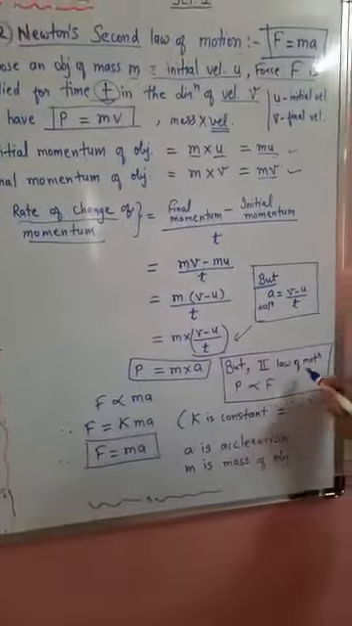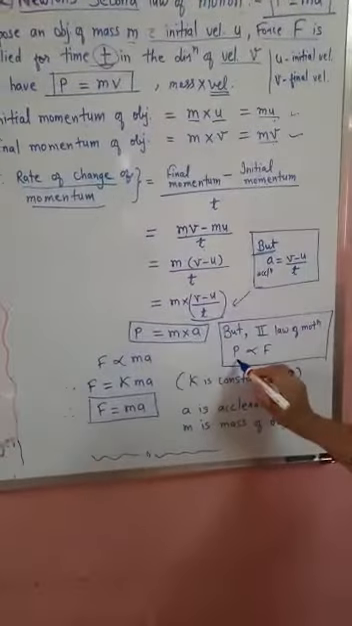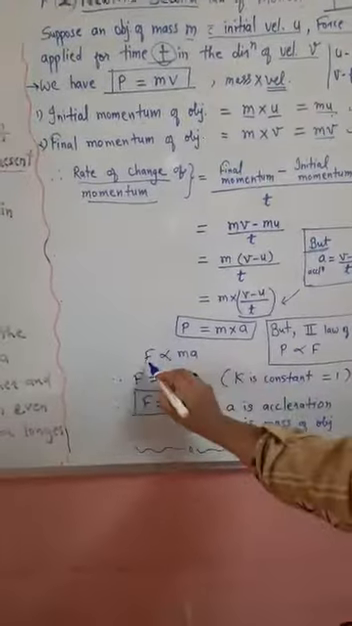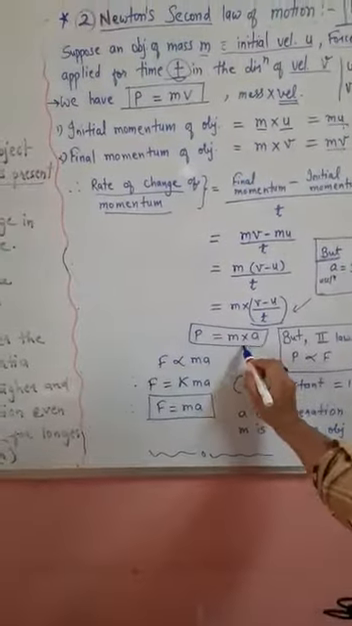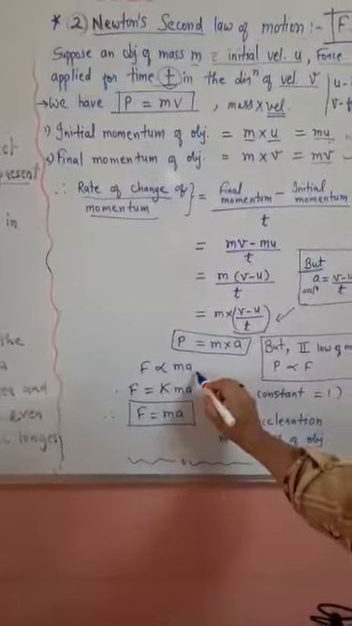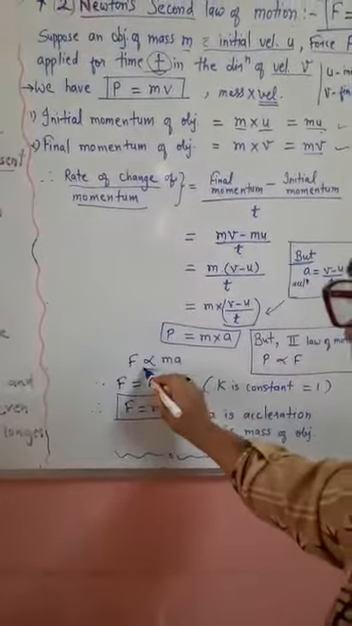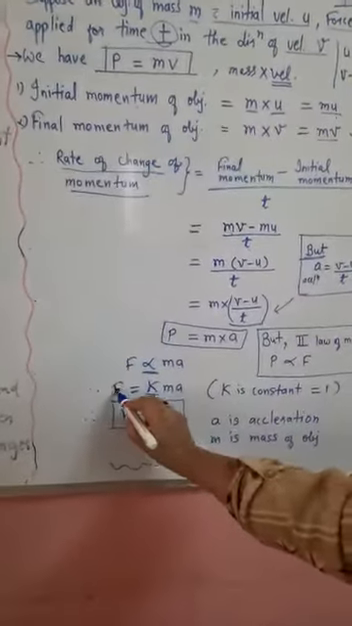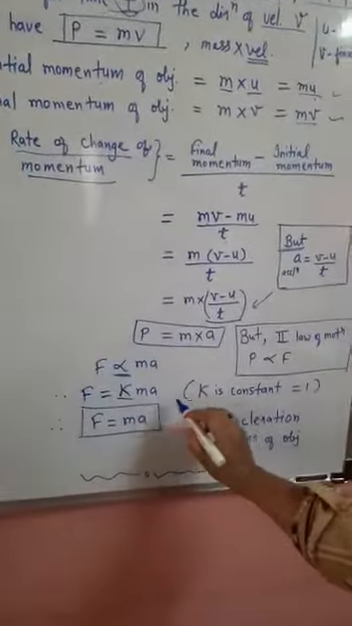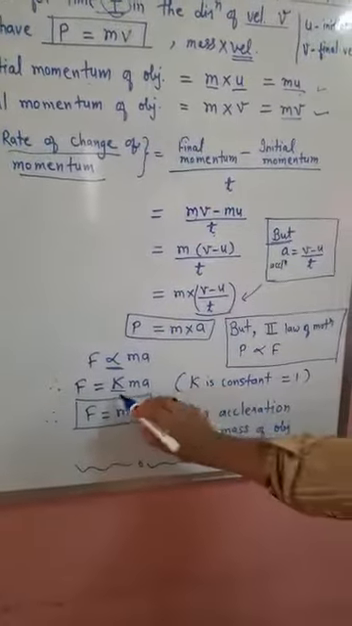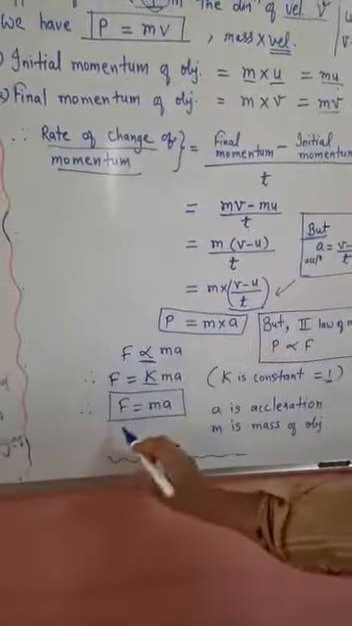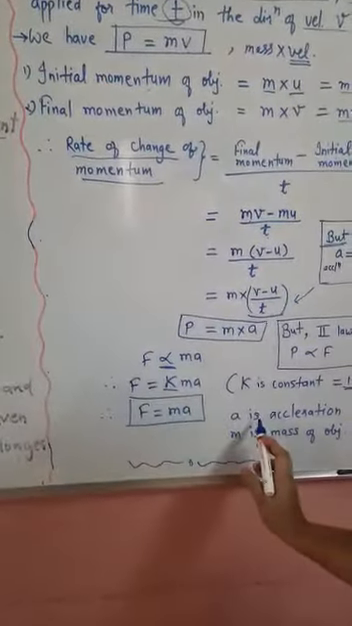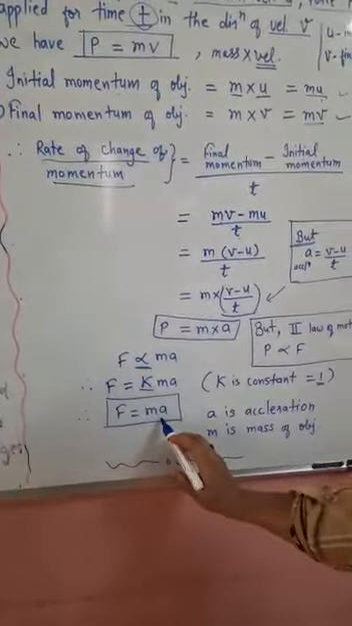But as per the second law of motion, the rate of change of momentum is directly proportional to the force applied. So F is proportional to ma, mass into acceleration. We remove the proportionality sign and put a proportionality constant, so F equals k ma. k is the proportionality constant and the value of k is 1. So we get F equals ma, the force applied is equal to mass into acceleration.